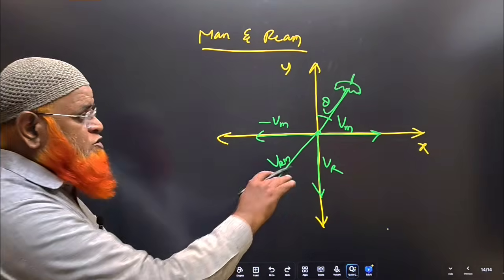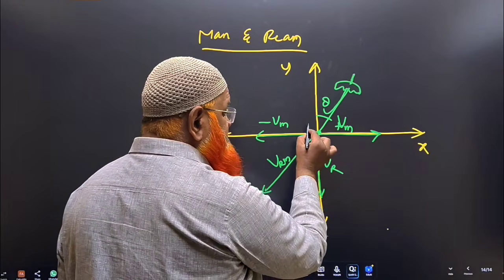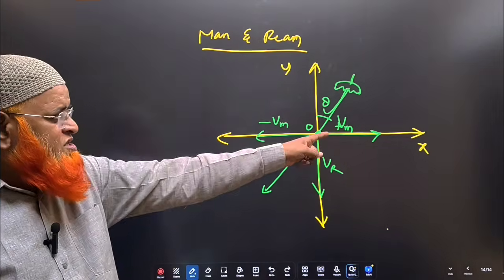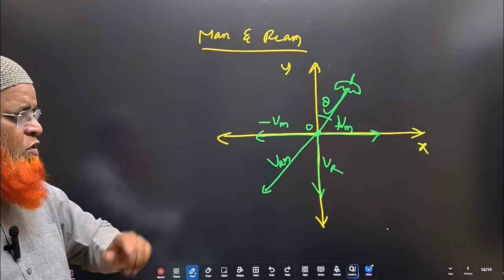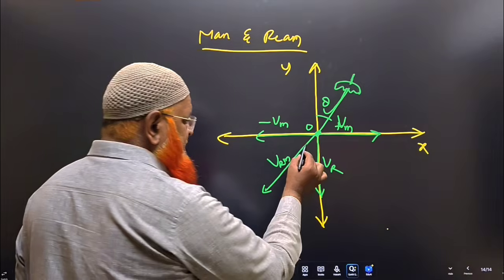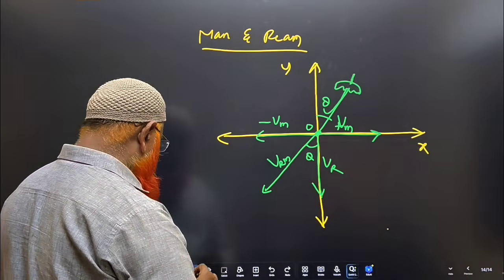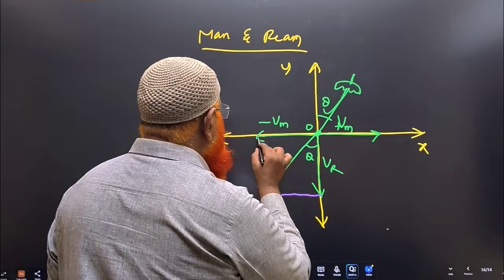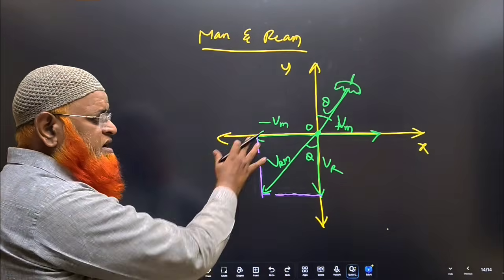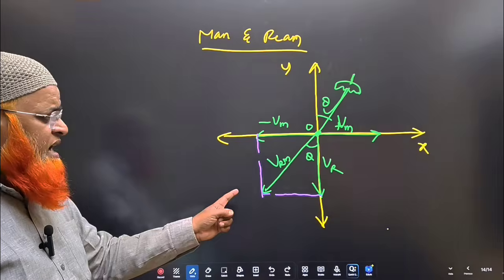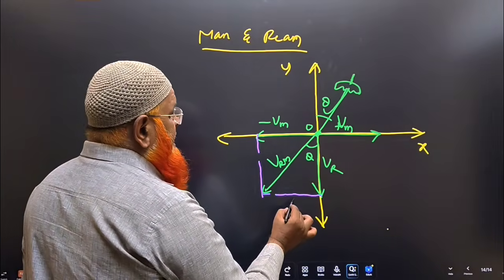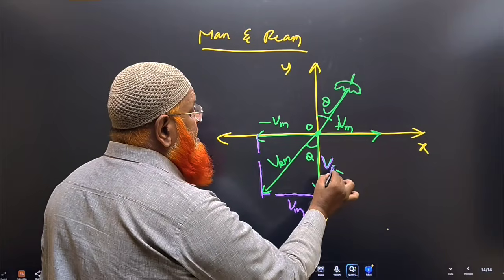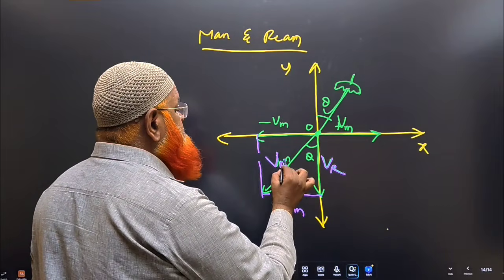Then what happens, this is plus Vm and one is minus, so with respect to origin it is going to be zero. Positive balances the negative. Then you can find out what is theta here. Then I will close this like this, and this forms a rectangle in which the hypotenuse is Vrm and the opposite side is Vm. This is the velocity of rain with respect to man.